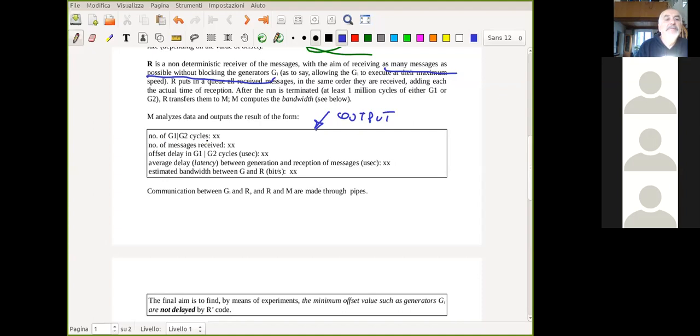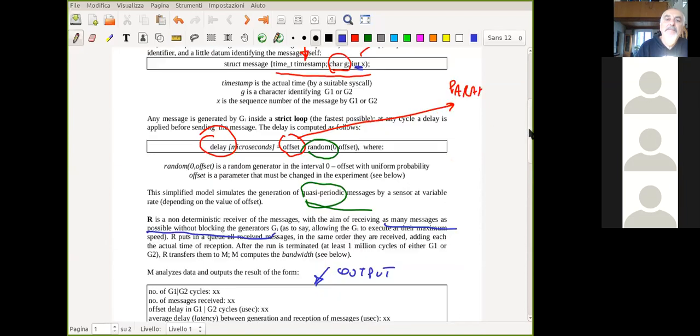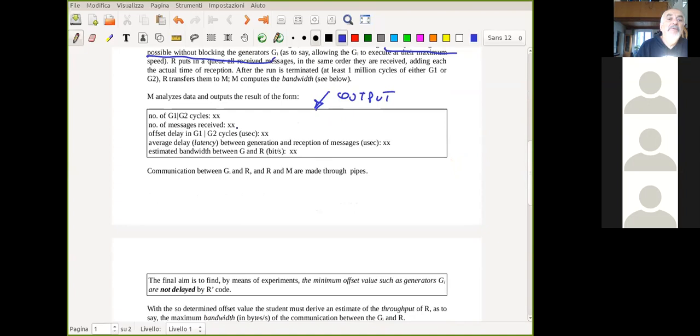Number of cycles detected using the number that is in this value. Number of messages received, that must be the sum of the two, or 2 times the cycles. The idea is that the two delays can be different. I didn't put it in this assignment, but in general, the number of cycles and the two offsets could be different.